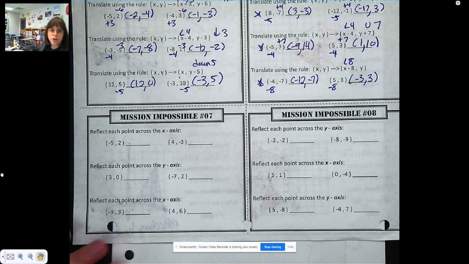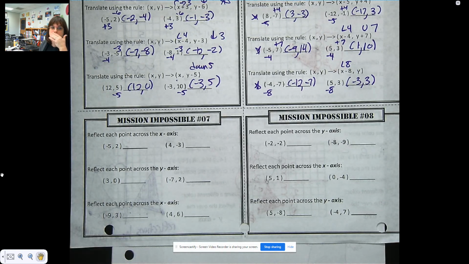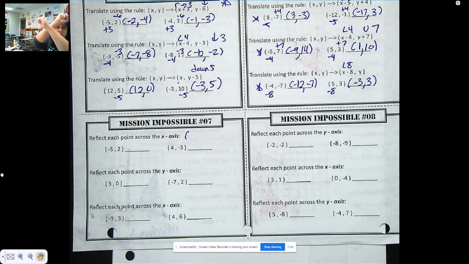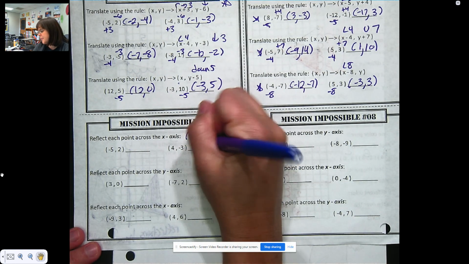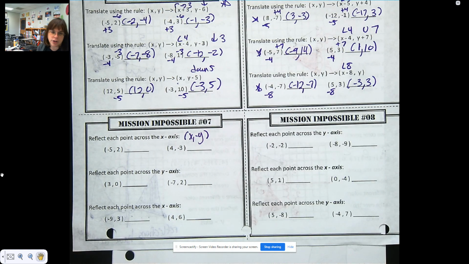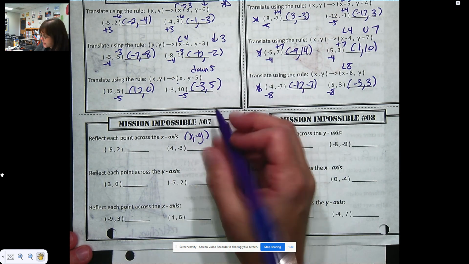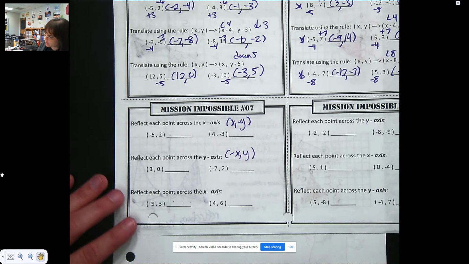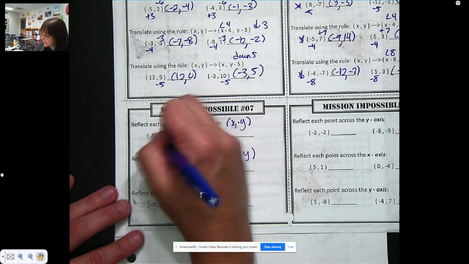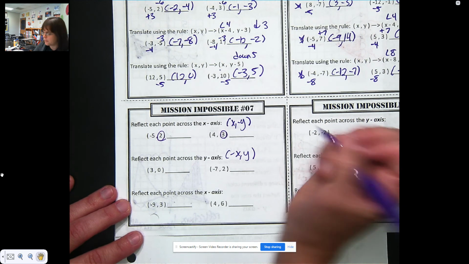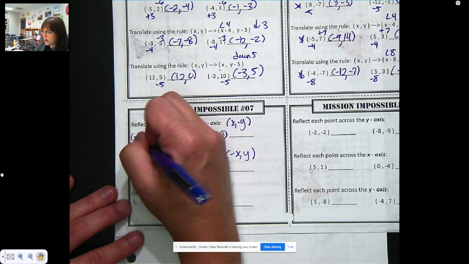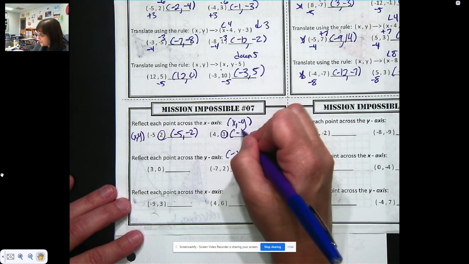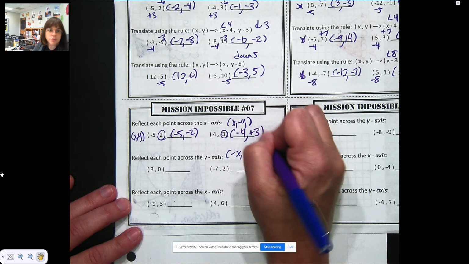Let's take a look at reflecting each point across the x-axis. If I'm reflecting across the x-axis, x stays the same and your y value changes. If I'm reflecting across my y-axis, x flips, y stays the same. So I just need to circle that second number, the y coordinate, because remember it's in the form xy, and y stays the same. So this would be negative 5, negative 2. This would be negative 4, positive 3.